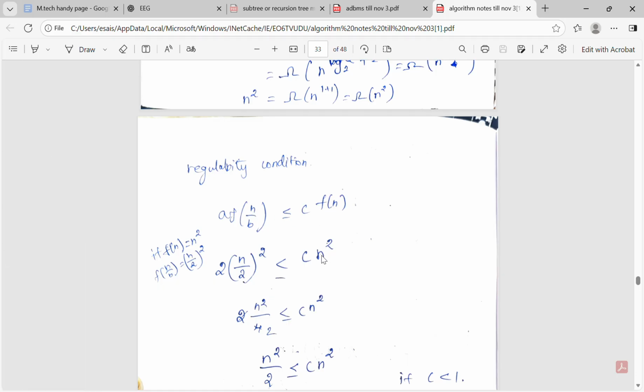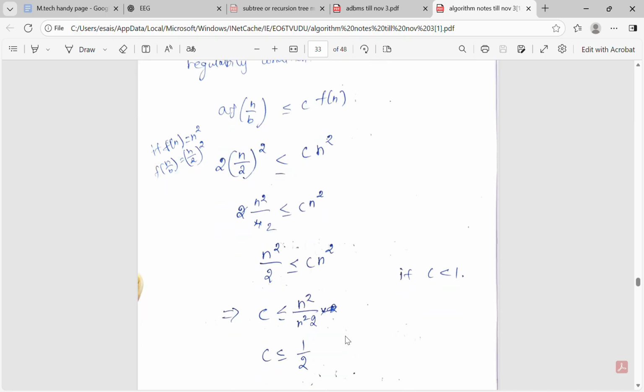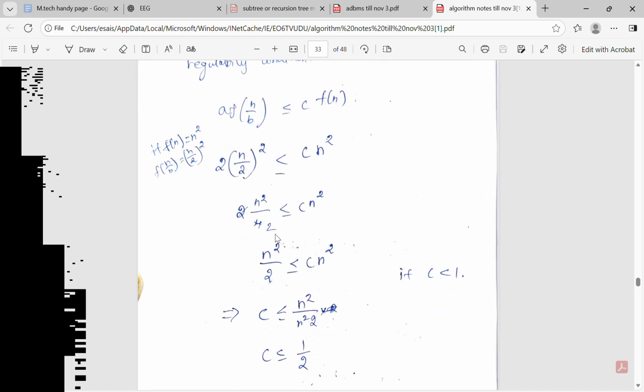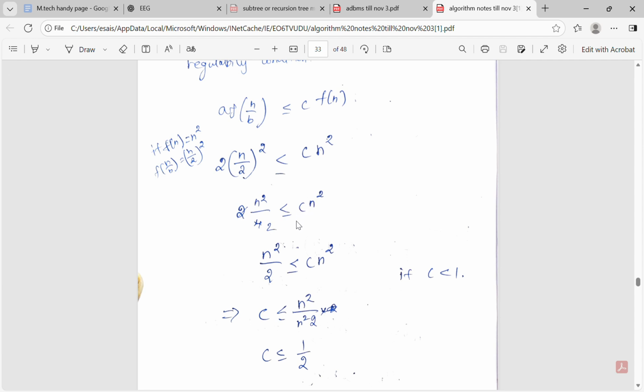If f of n is n square, then f of n by b is n by b the whole square. We know a and b values. So substituting, we get n square by 2 less than or equal to c n square. If we bring c to this side, 1 by c equals n square divided by n square by 2. When we move up, n square cancels, giving 1 by 2. So c is less than or equal to 1 by 2.